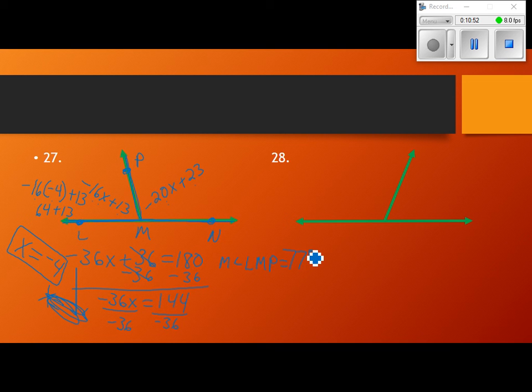Now they also ask us to find the measure of angle NMP. That's this angle. And I'm going to do it a different way. Instead of plugging in here and doing all that math, if I know this angle over here is 77 degrees, all I got to do to find the rest of this angle over here is subtract it from 180. So 180 minus 77, borrow, gives us 103, so the other angle is 103 degrees.